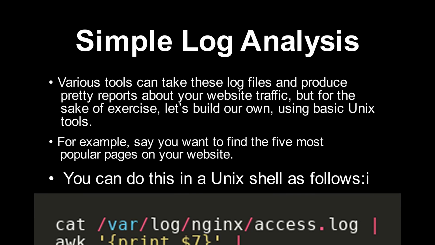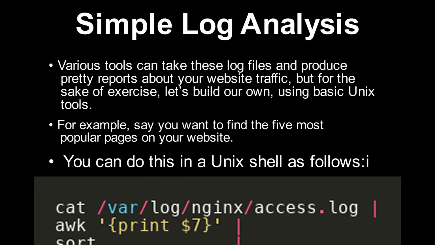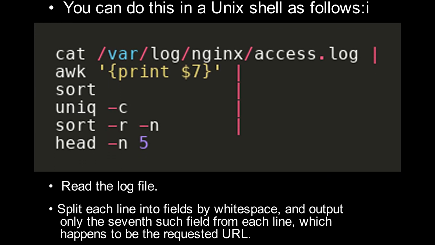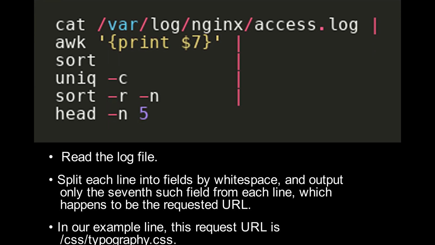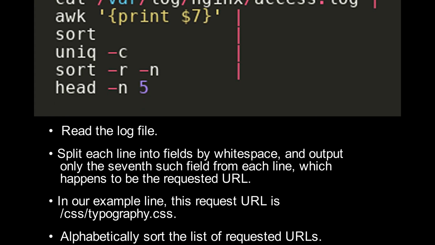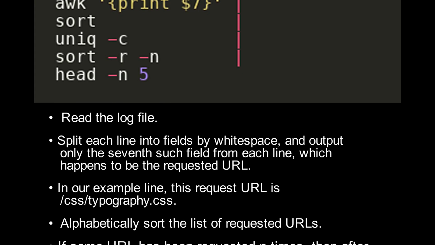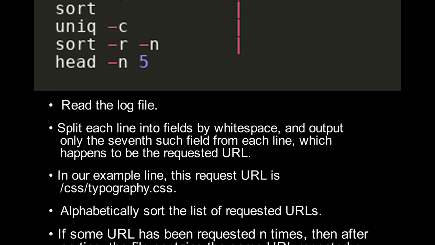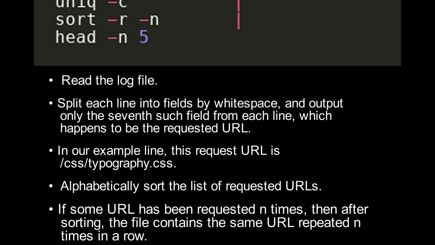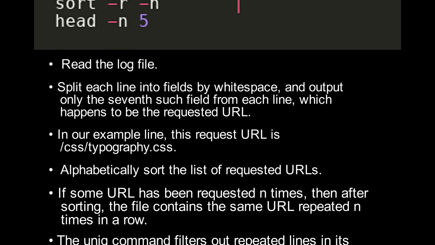You can do this in a Unix shell as follows. Read the log file. Split each line into fields by whitespace, and output only the 7th such field from each line, which happens to be the requested URL. In our example line, this request URL is /css/typography.css. Alphabetically sort the list of requested URLs.